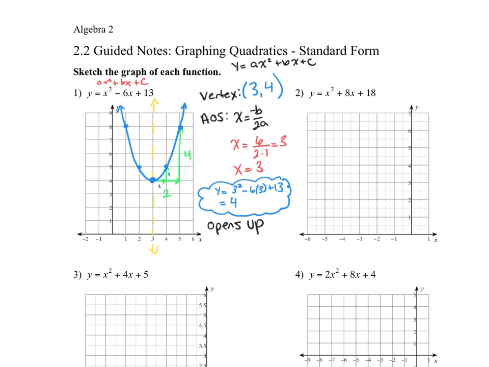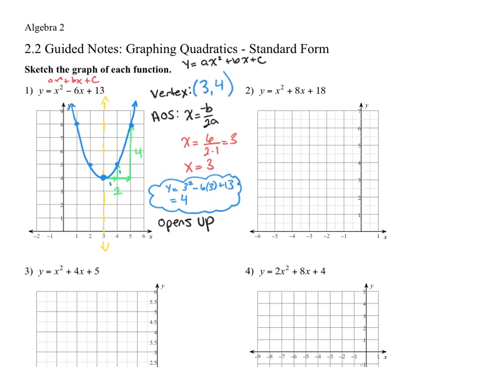All right, let's look at number 2. All right, so we don't know the vertex, but we can find the axis of symmetry, which will give us part of the vertex. It is x equals negative b over 2 times a.